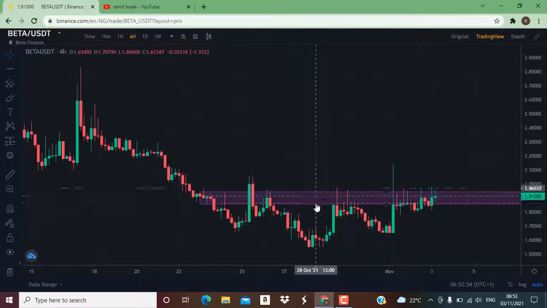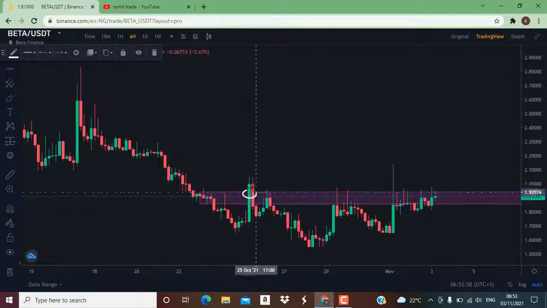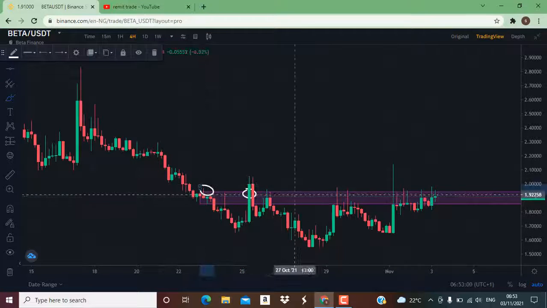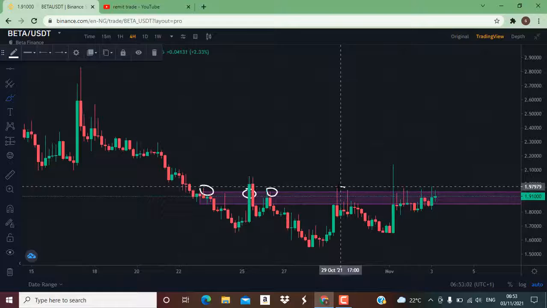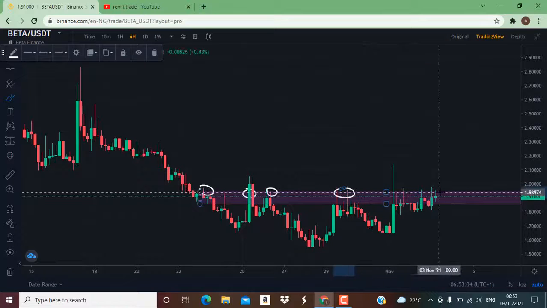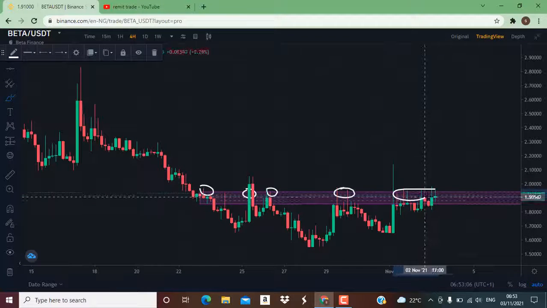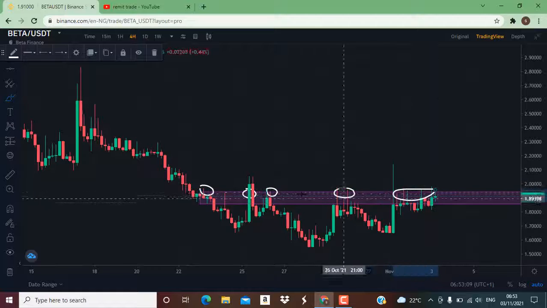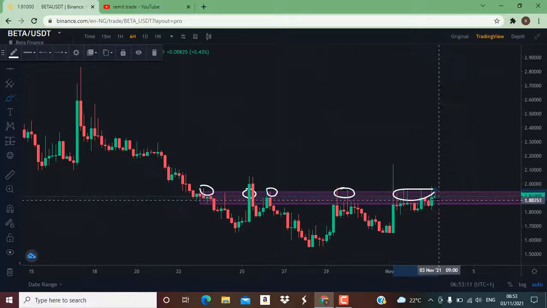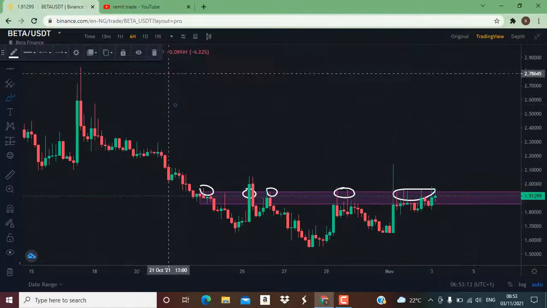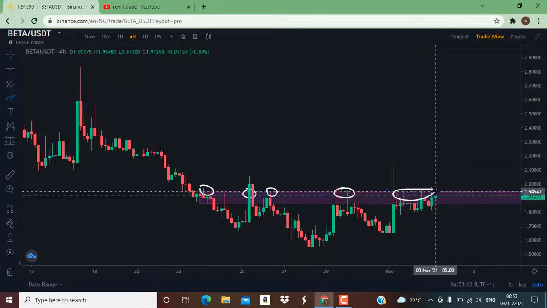Right here on Beta Finance, at this very particular point, we see this was a resistance level, this was a resistance, this was a resistance as well, and this was a very strong resistance level, guys. You should not neglect this particular resistance because it was very, very strong at this point in time.